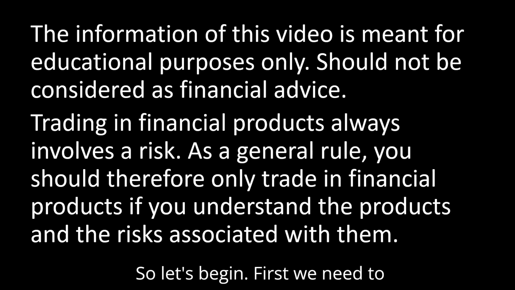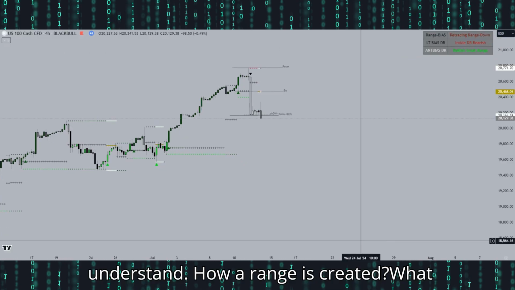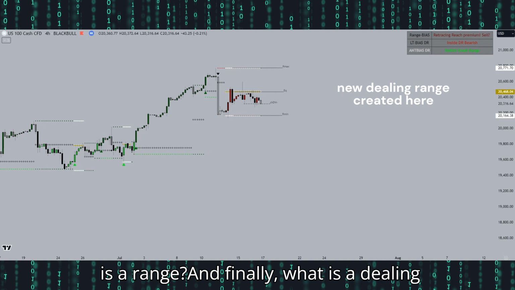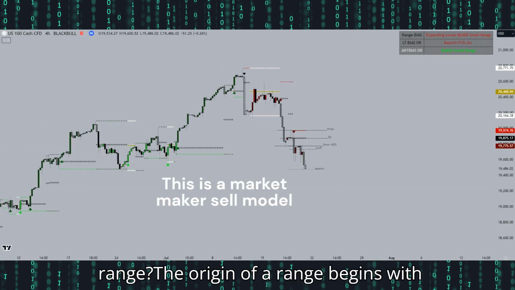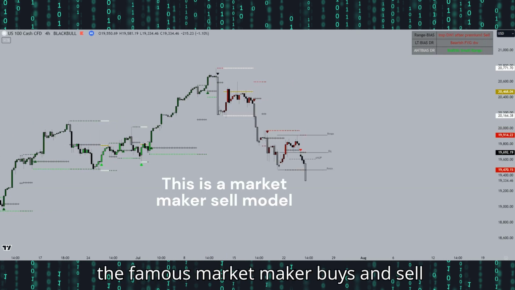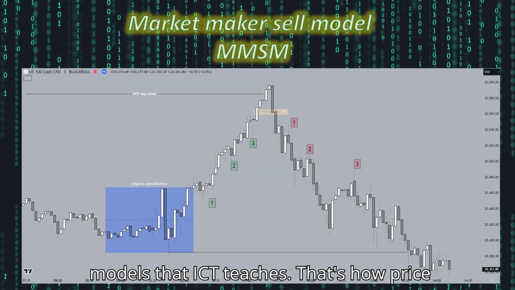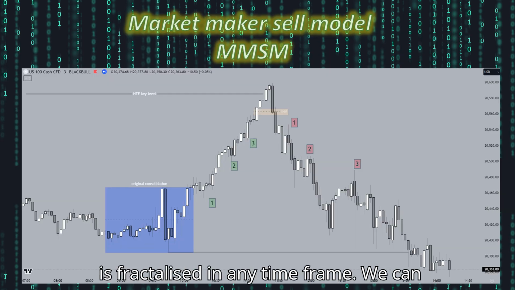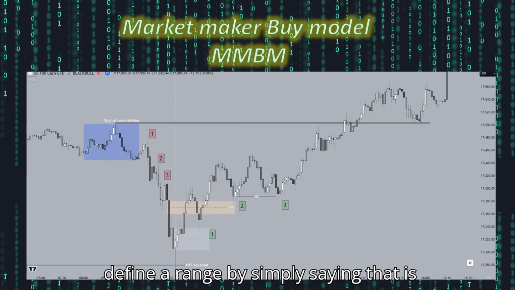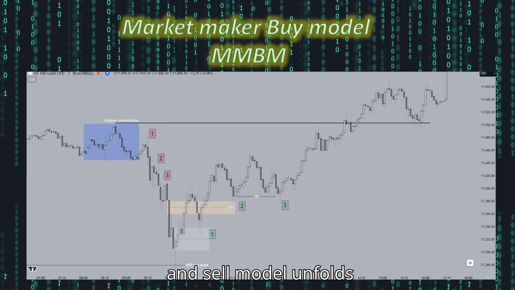So let's begin. First, we need to understand how a range is created. What is a range? And finally, what is a dealing range? The origin of a range begins with the famous market maker buy and sell models that ICT teaches. That's how price is fractalized in any time frame. We can define a range by simply saying that it is the one created when a market maker buy and sell model unfolds and has successfully completed.